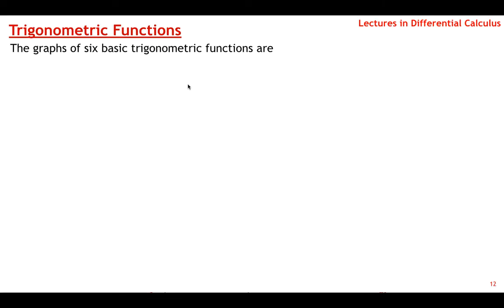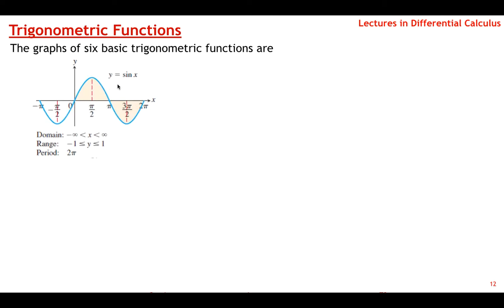Then there's another class of functions which are called trigonometric functions. The graph of six basic trigonometric functions. You know the six basic trigonometric functions are sine of x, cosine of x, tangent of x, cosecant of x, secant of x, and cotangent of x. First is the graph of y equal to sine x function. This function has a domain minus infinity to infinity, and range minus 1 to 1, and the function is periodic with the period of 2 pi.